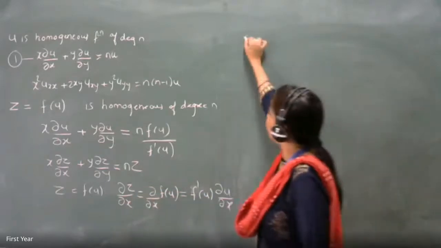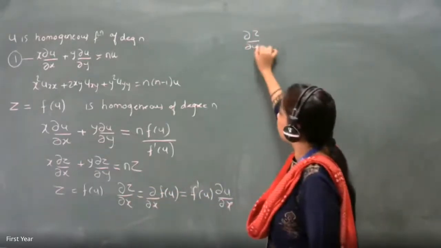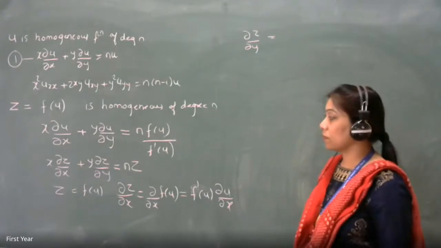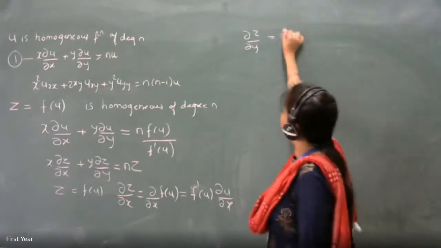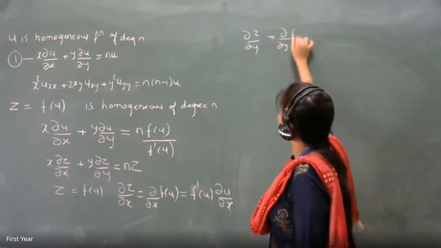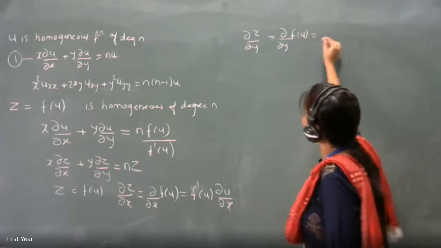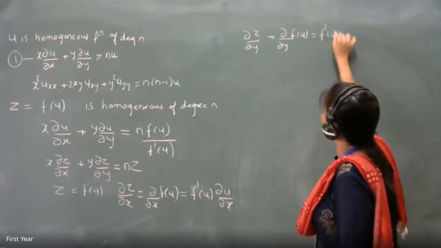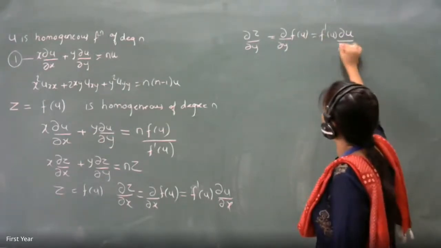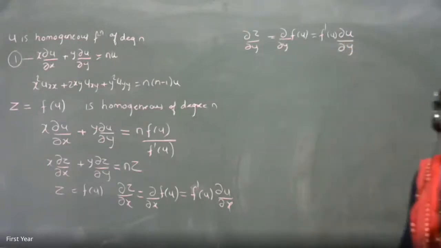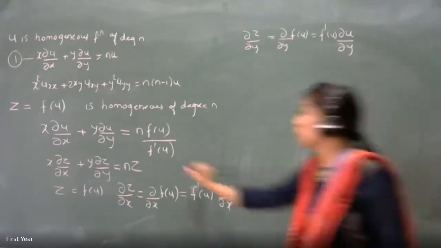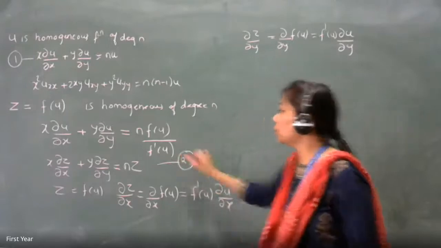So tell me what will be del z by del y? Del z by del y will be del by del y of f of u. That is nothing but again f dash of u into del of u with respect to y. Differentiate u with respect to y. And therefore, now you put this in equation 2.